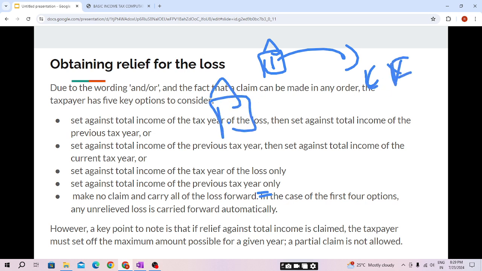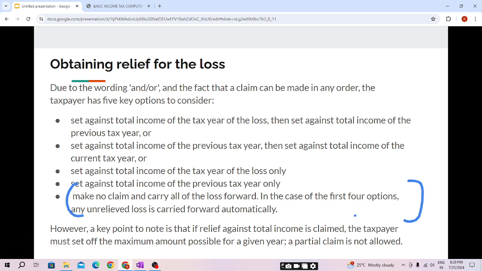Or I can set off against the previous year only, and if there is a further loss, carry it forward. Make no claim and carry all of the loss forward. In the case of the first four options, any unrelieved loss is carried forward automatically. So students, if you make no claim and carry all of the loss forward, it will be automatically carried forward.